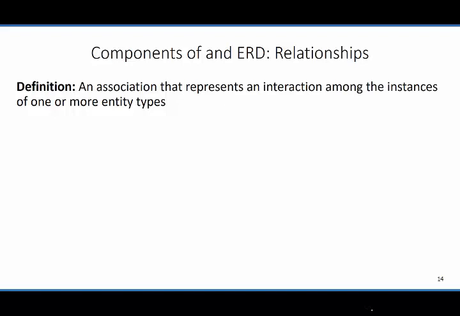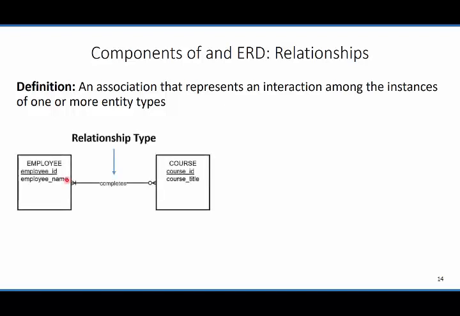In previous videos, we learned about entities and attributes. In this video, we're going to focus on relationships and the role they play in entity relationship diagrams. A relationship is an association that represents an interaction among the instances of one or more entity types. So for example, it's basically that line that connects one entity to another entity.